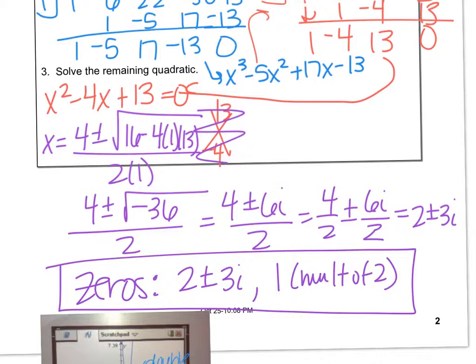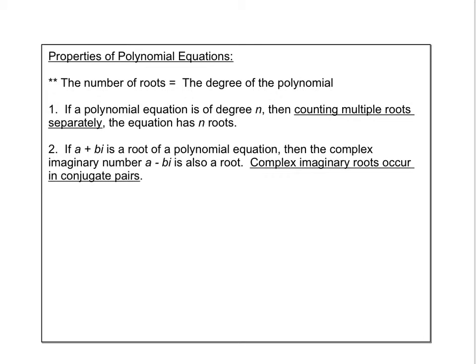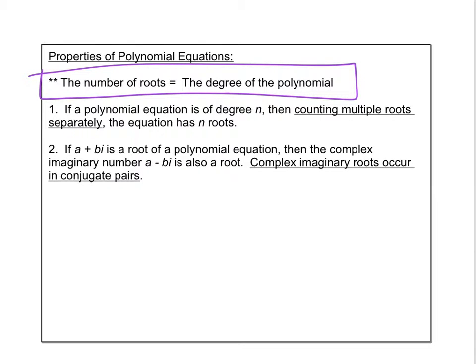Does this make sense? Hopefully, we did something like this last year. They're a little bit harder than what you did last year, though. The next slide just explains what I just said: the number of roots should equal the degree of the polynomial, if you count the multiples separately. So with that 1, since it happened twice, if I count it separately, I got to my total of 4.